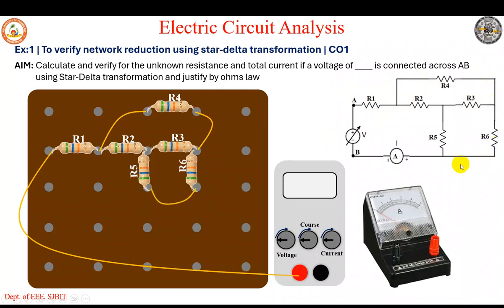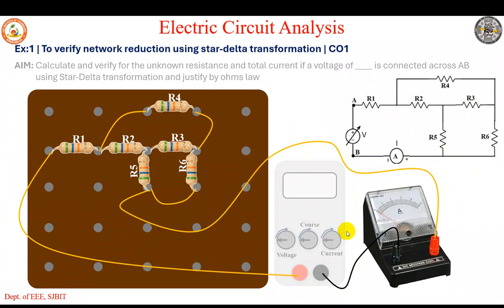are connected. R6 and R5, or R5 and R6, they are connected, and then from this junction it's going to the positive of the ammeter. So from the R5 and R6 junction it goes to the positive of the ammeter, and the negative of the ammeter goes to the negative of the supply. So that's how you have to wire up the given circuit.